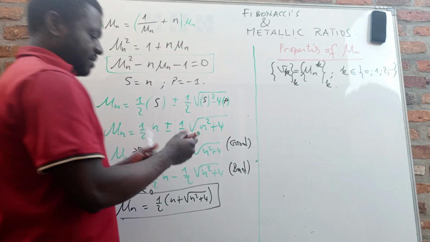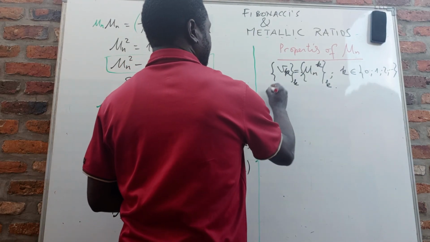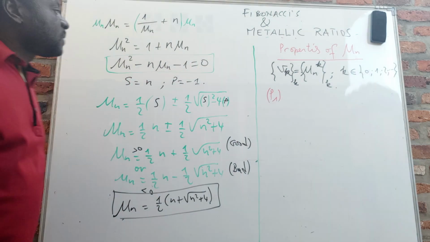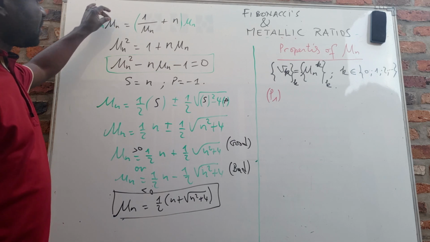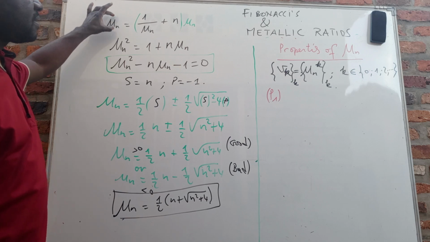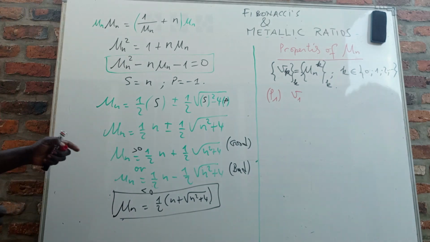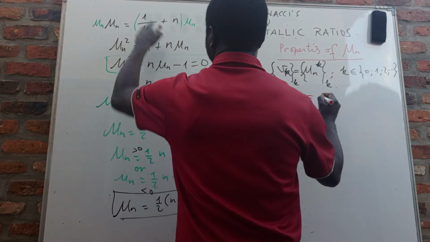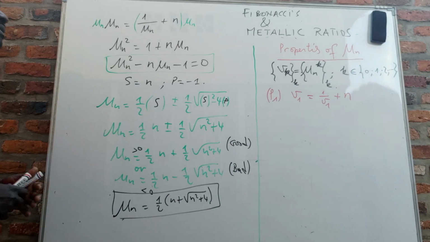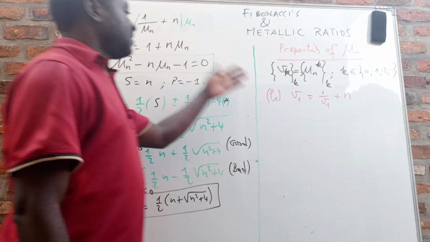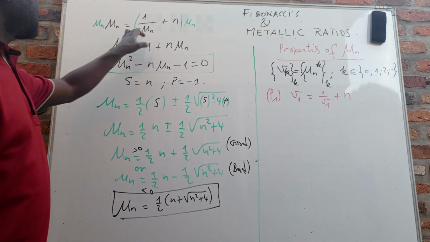Okay, so now one of the properties, let us call it P1. For k equal to 1, we have this metallic ratio. We're going to have V1, with k equal to 1, is equal to 1 over V1 plus n. Okay, so that is the property. This does not need a proof because it was given as the second condition, as previously indicated. This is where it's coming from.